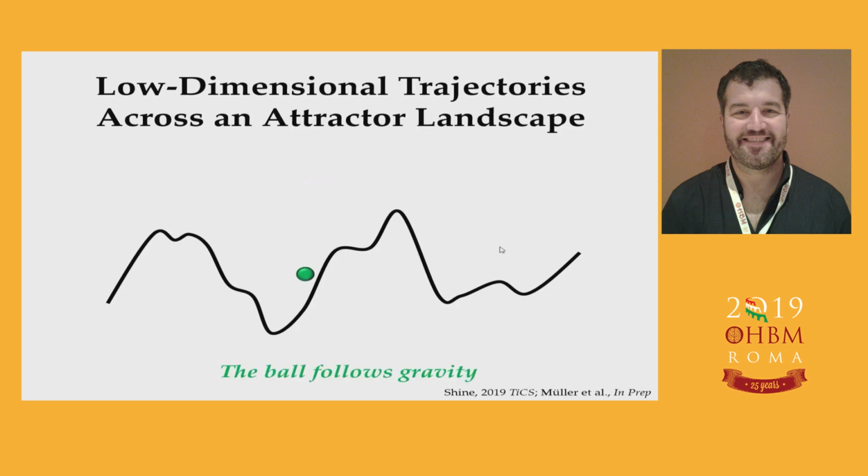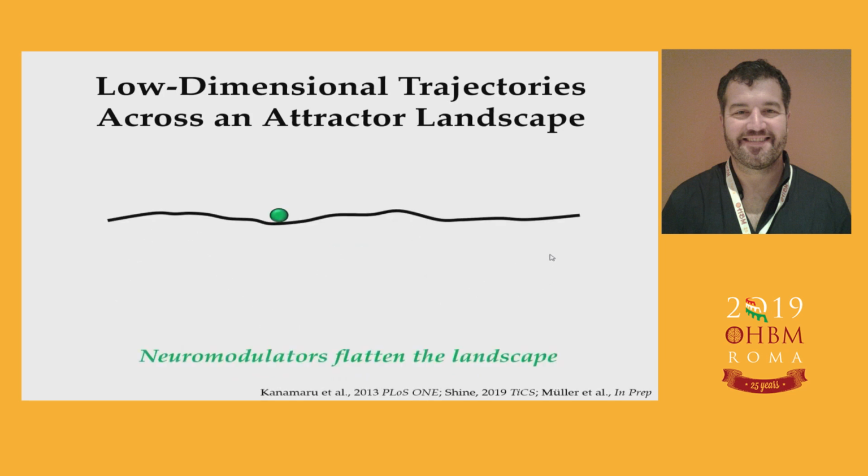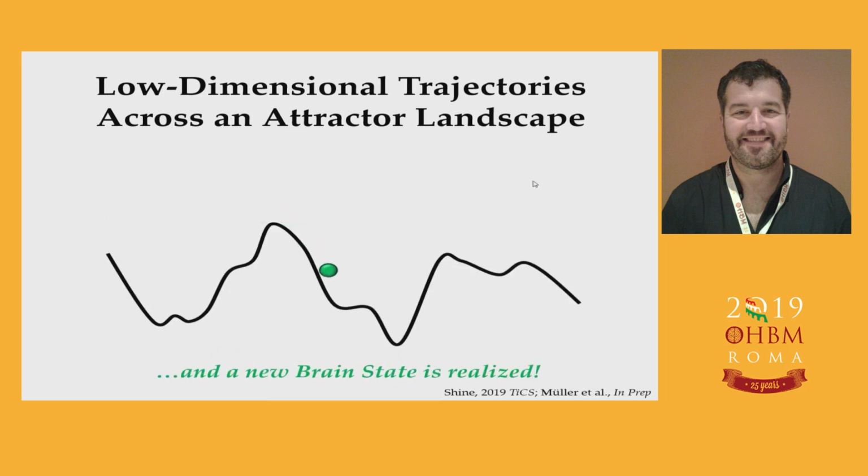One really fascinating thing is that neuromodulators like noradrenaline and serotonin flatten the attractor landscape, so they essentially make it much easier for you to get into otherwise distant attractor wells, and then you can form a new attractor and head into that new brain state. So this is a framework for thinking about this low-dimensional system and its evolution.